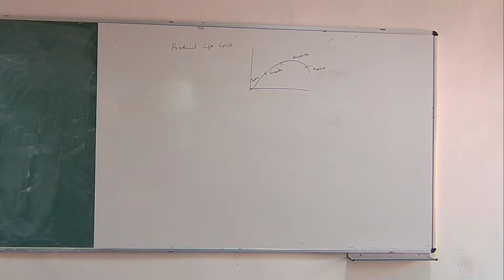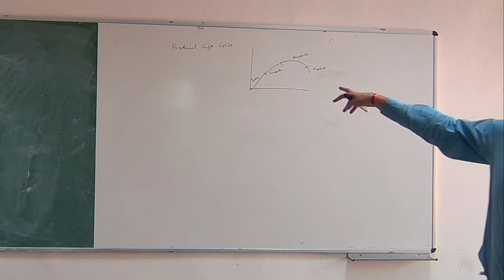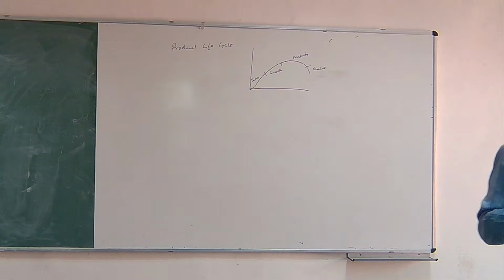Okay, so in that sense, if you look at an infant, for an infant to grow and become an adult, he or she needs a lot of support. The same thing happens at the introduction stage. The product needs a lot of support in terms of marketing efforts to get customers to buy the product, to get what is called momentum.